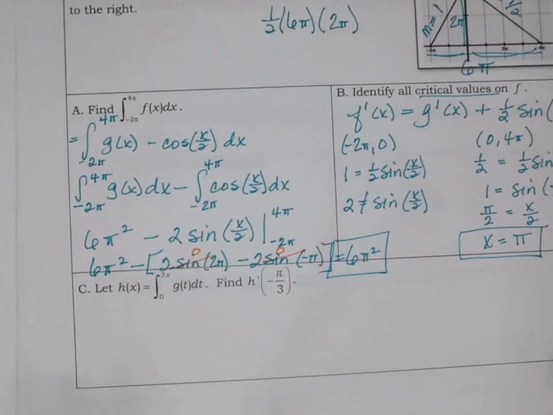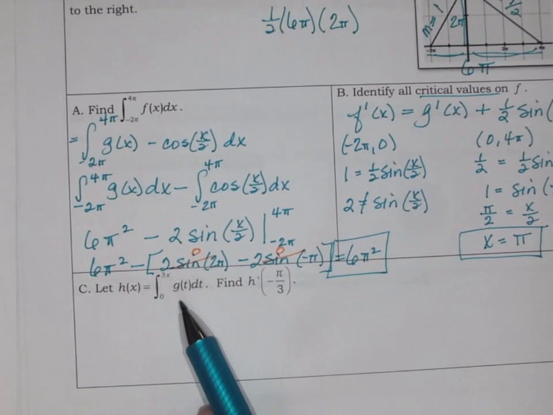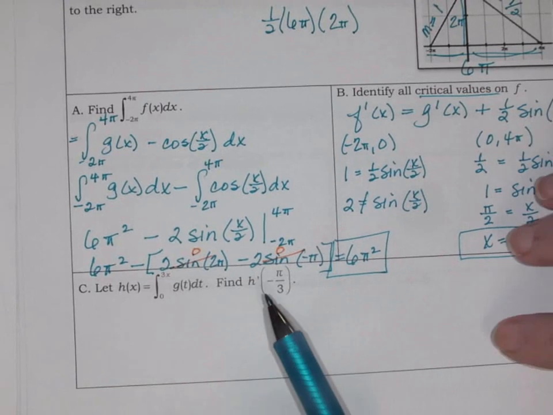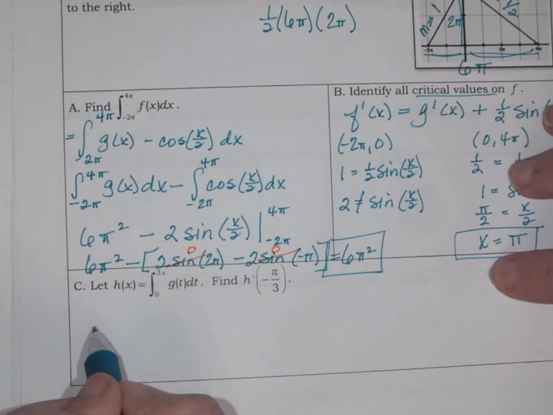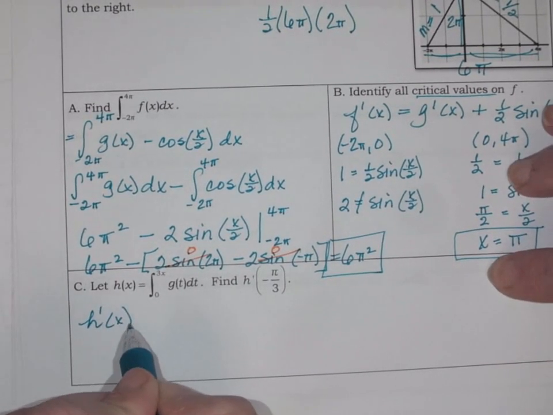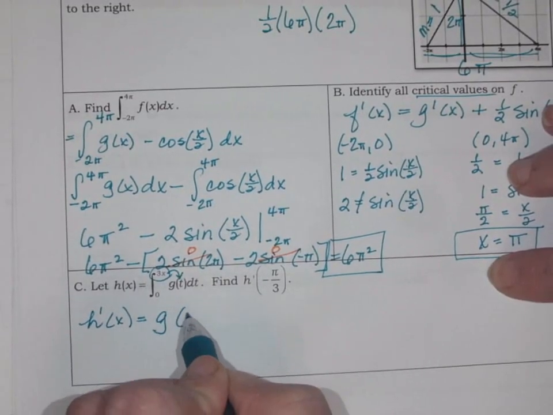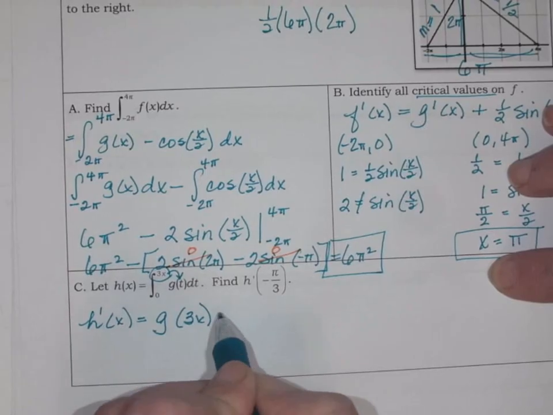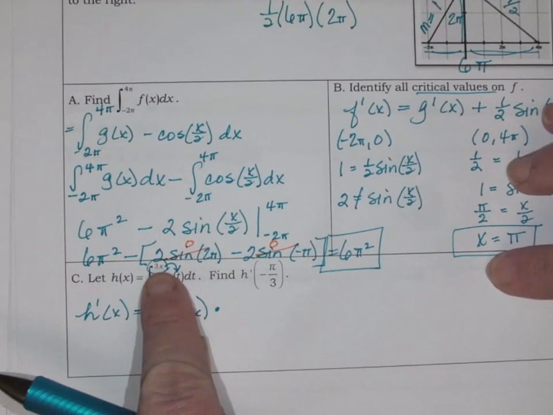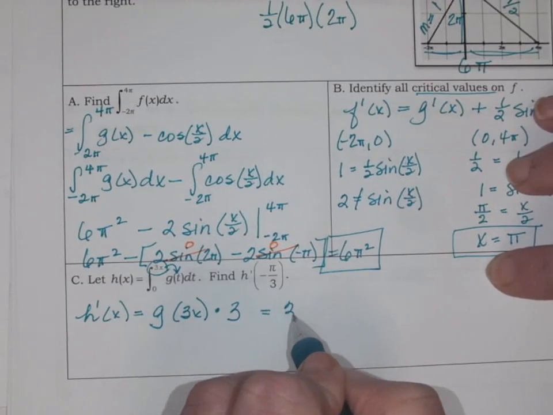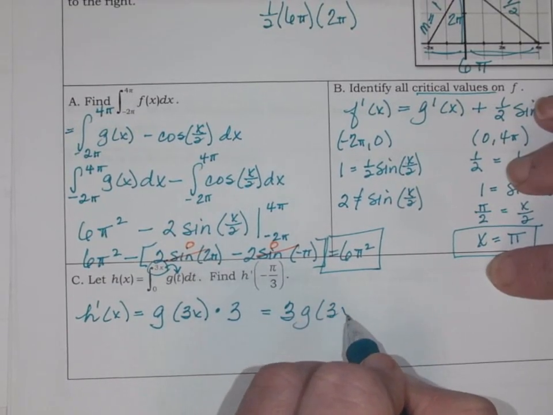All right, and the last one, we have h of x is equal to the integral from 0 to 3x of g of t dt, and we want to find h prime of negative pi over 3. So first let's find h prime of x. So h prime of x, remember we're going to take our function and plug it in. So that would be g of 3x. Then we have to multiply by the derivative of what we plugged in, which is 3. So that would be 3g of 3x.